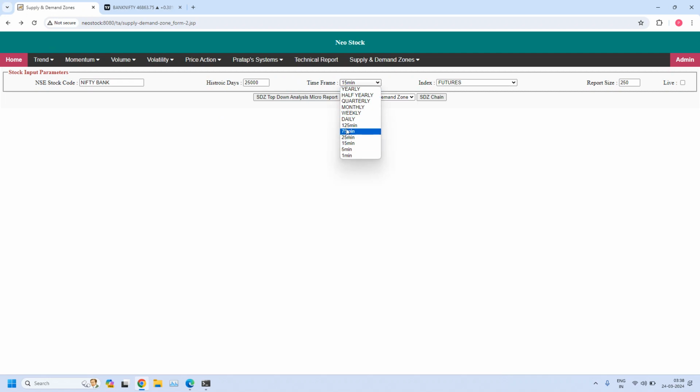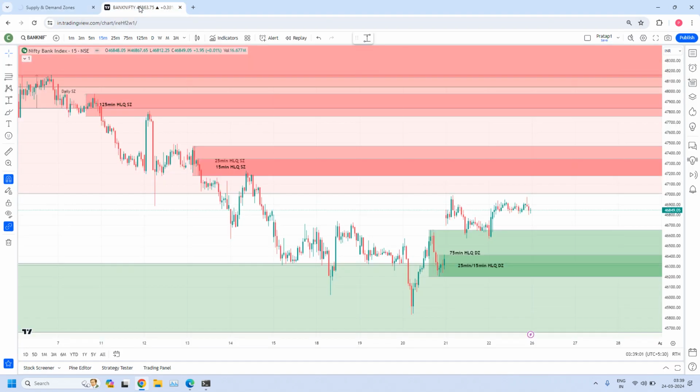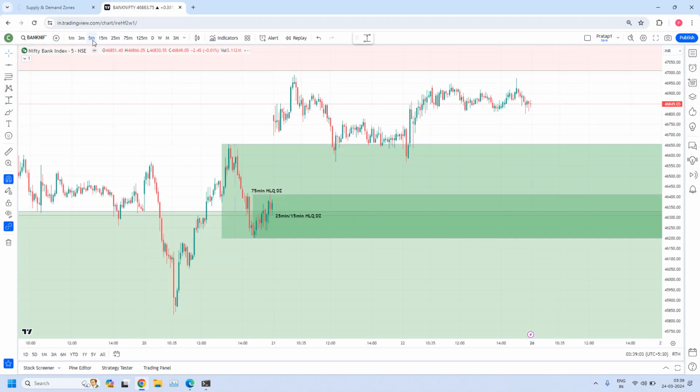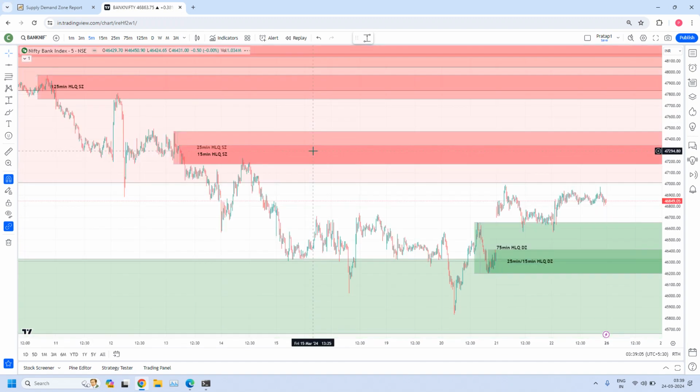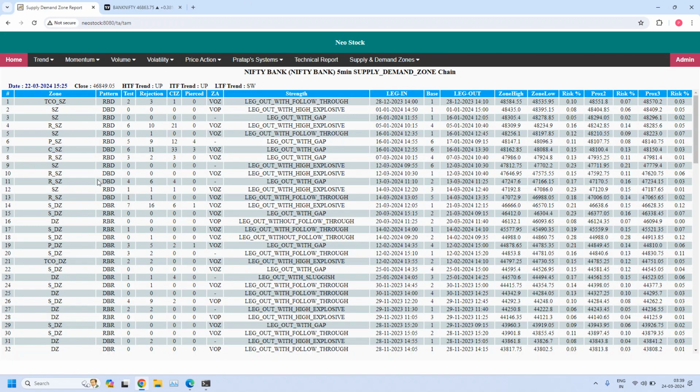Changing the time frame to 5 minutes. Let me generate the chain. Meanwhile, I'll change the time frame here. Okay, the chain is ready. What is the most recent available demand zone here? The 14th one is the most recent. It is already tested. But below we have a 15th, which is a fresh zone. Let us draw both the zones for the 5 minutes level.